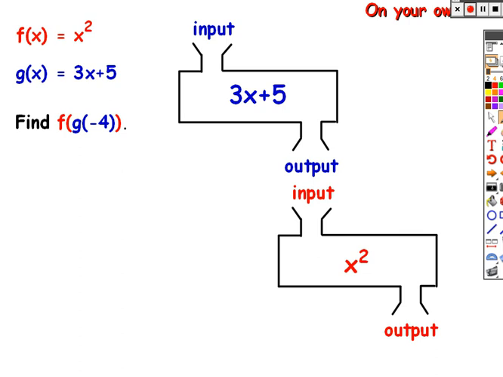So why don't you look at these two functions? Actually it's the same functions, but let's do the reverse. So I have f of g of negative 4. Pause the video and see what you can come up with.